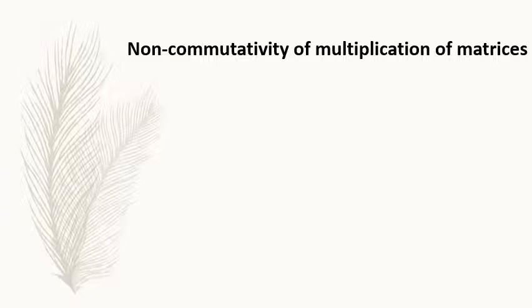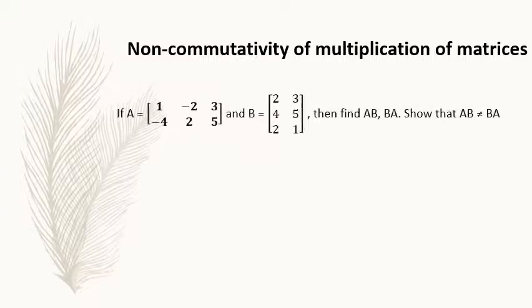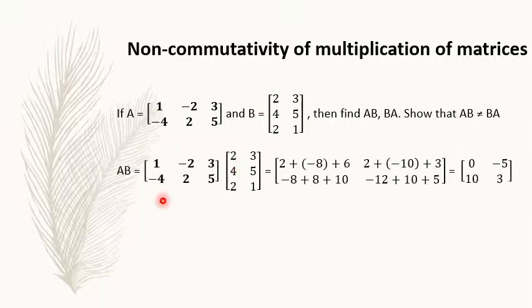Non-commutativity of multiplication of matrices. If two matrices A and B are given, find AB and BA. Here A has 2 rows and 3 columns. B has 3 rows and 2 columns. Here the number of columns of A is equal to the number of rows of B. Then we can find AB.